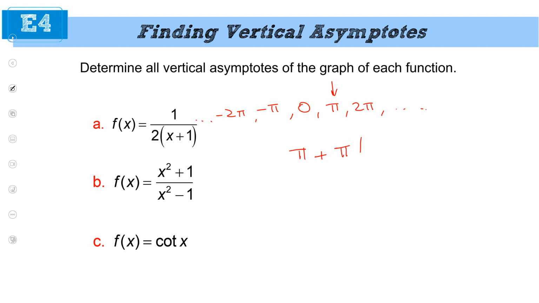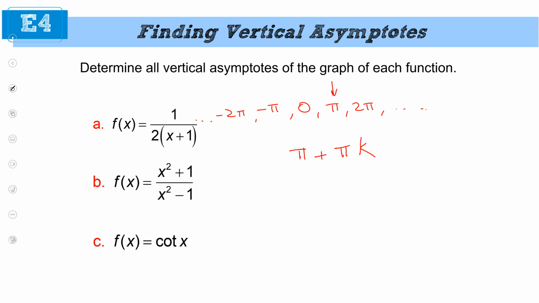Pi plus pi k. What does that mean? That means start at pi and add pi to it some number of times. K is an integer. Okay, so if k, for instance, was 1, you'd get pi plus pi, 2 pi. If k was 2, you'd get pi plus 2 pi. If k was negative 3, you'd get pi minus 3 pi, which would give you negative 2 pi.